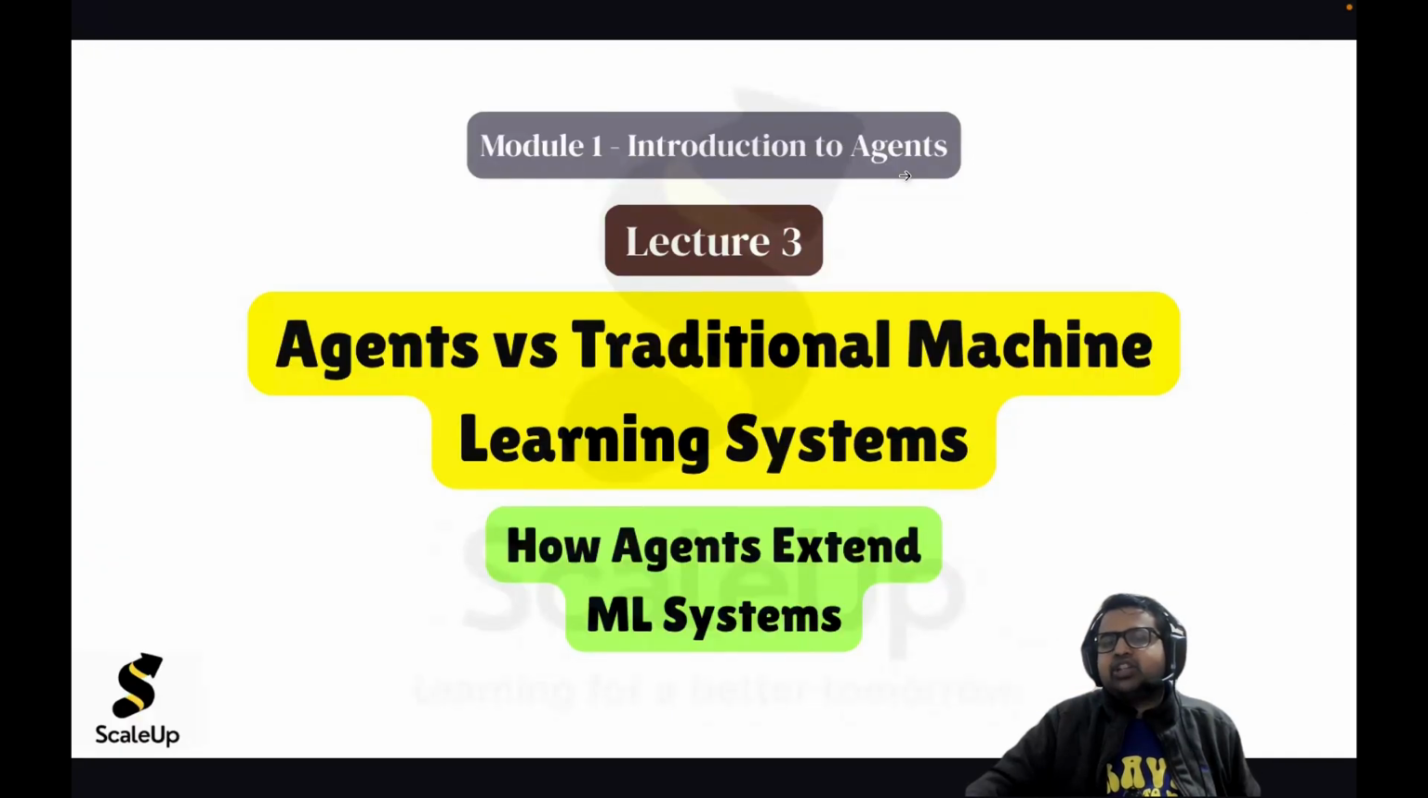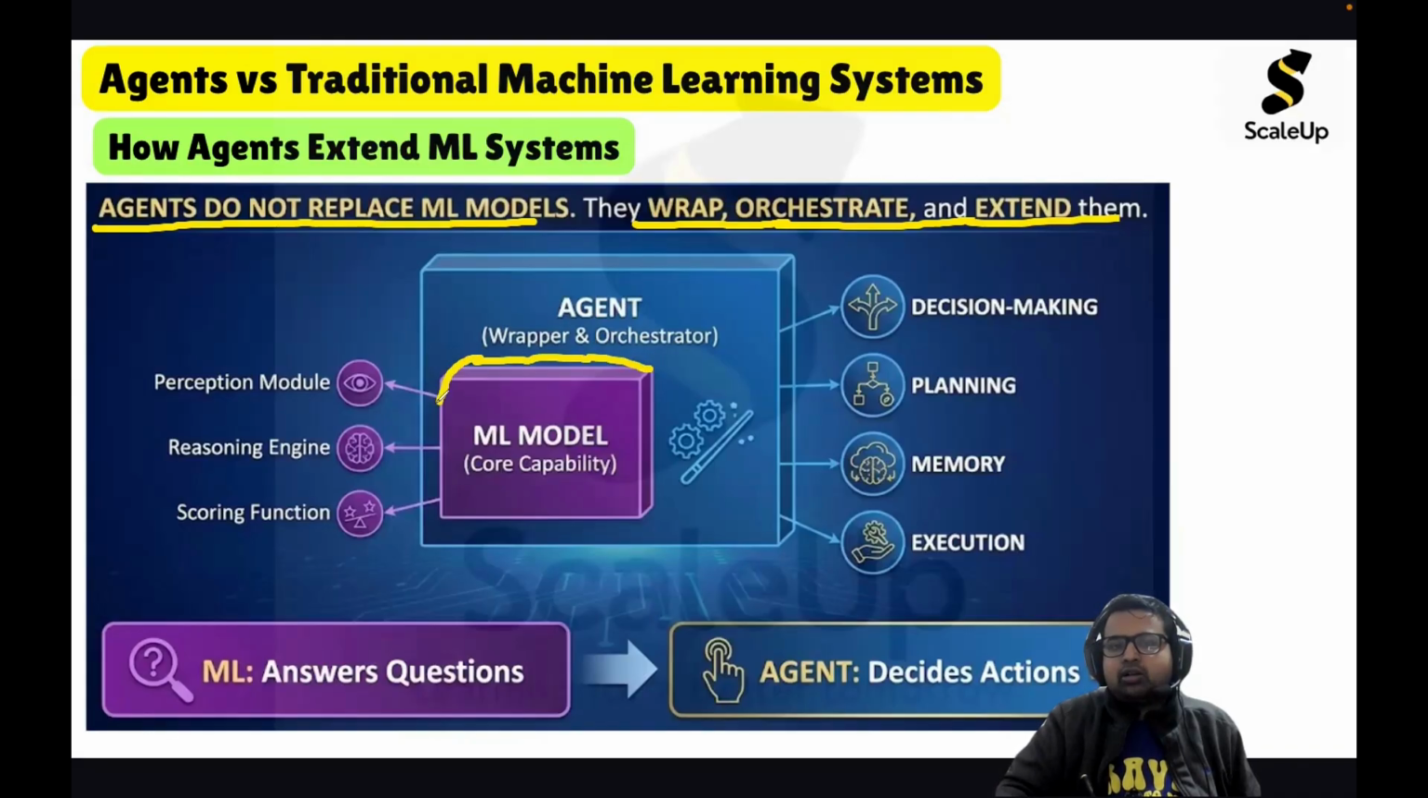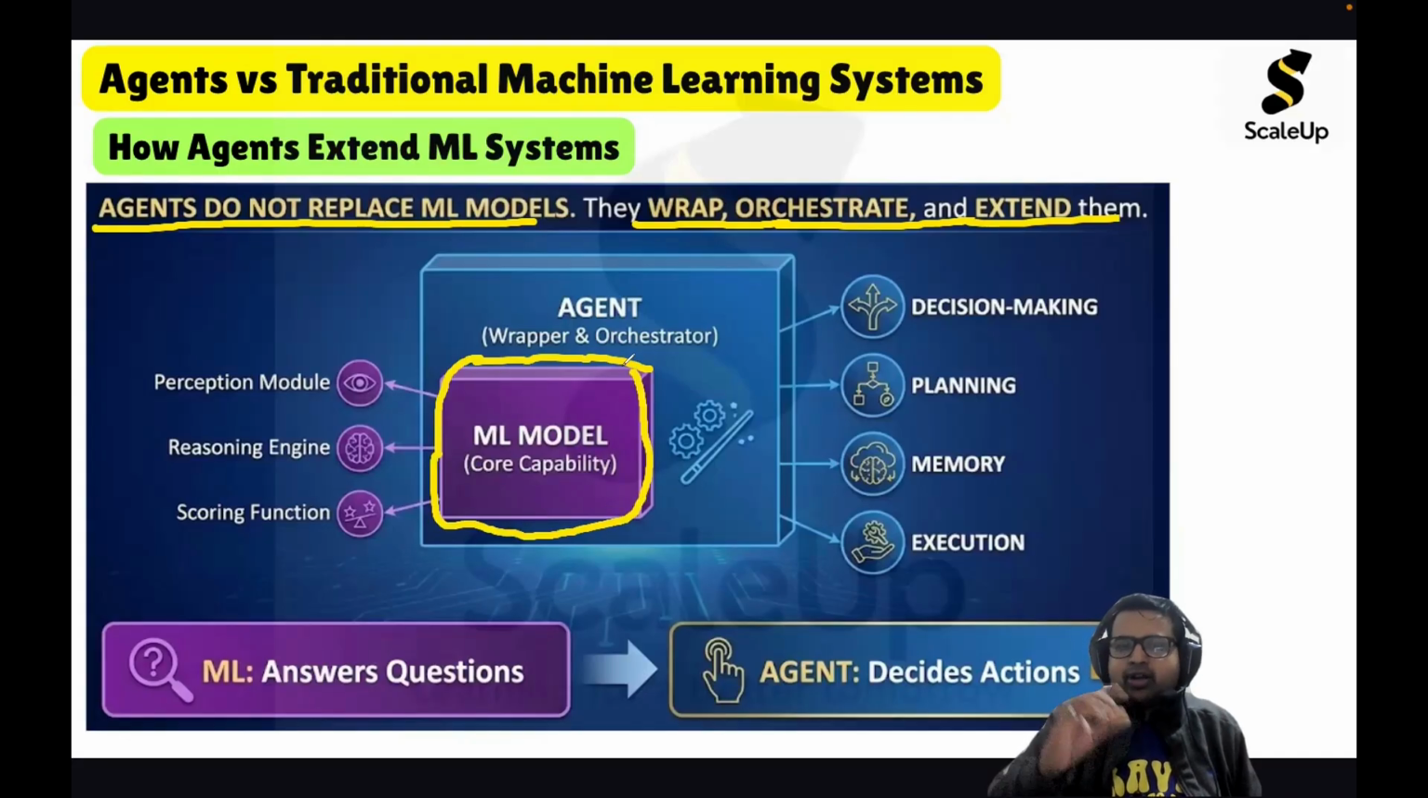How do agents extend machine learning systems? Now this is very interesting. AI agents do not replace machine learning models, rather they extend them. They wrap, orchestrate, and extend them. This is a very interesting visualization. We have a machine learning model, and every model has a specialization, a core capability, whether it can classify a particular kind of image, or do some kind of regression wherein it can predict some price, or some recommendation or forecasting. So the machine learning model is a core capability. Now the AI agent will not replace the machine learning model, but it will add more features to it. It will wrap, it will extend.